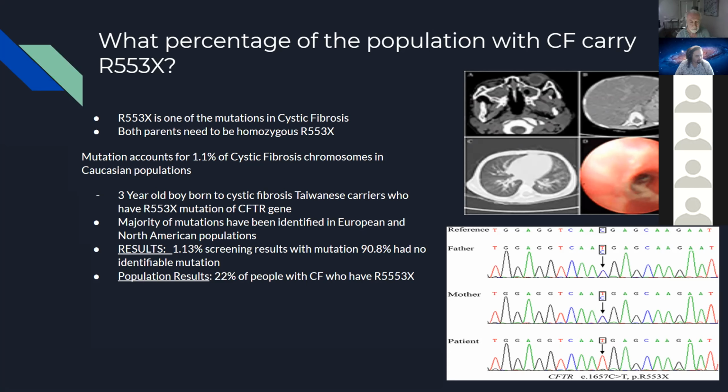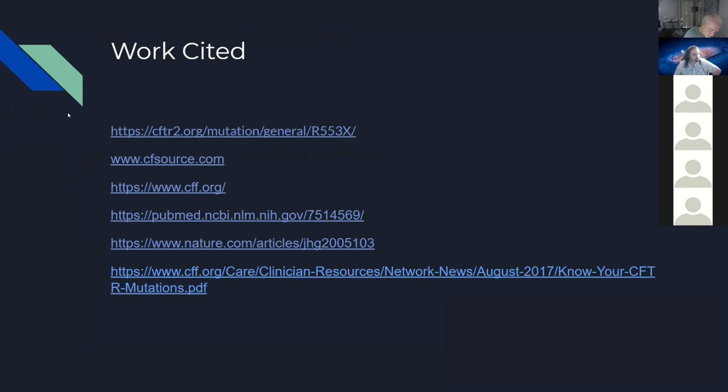And then very quickly, the pictures on my right come from the test that was done on the 3-year-old Taiwanese carrier. The first one on top shows what they had found in his body. And then the one at the bottom is the test made on both parents and the patient, showing why they all have it. And then that's just our works cited.